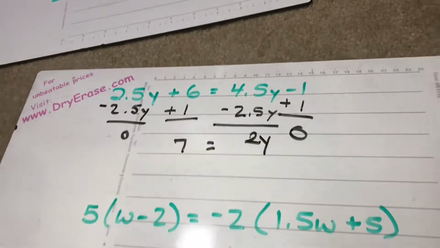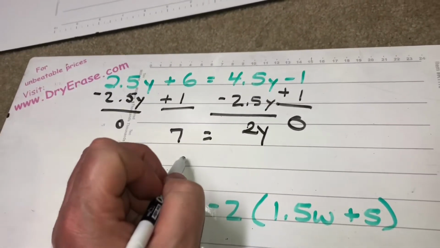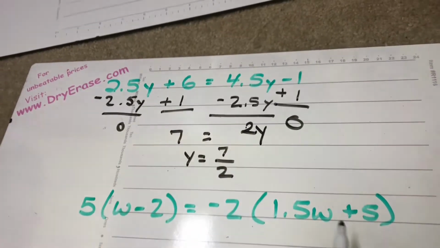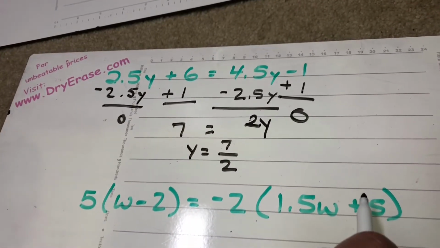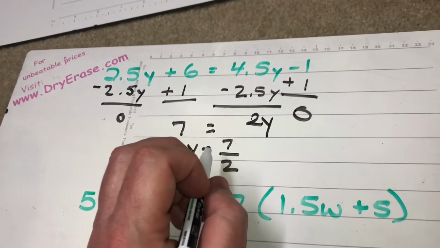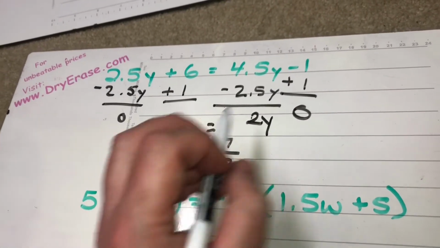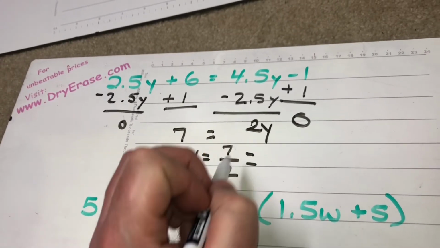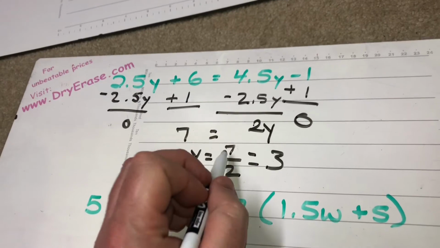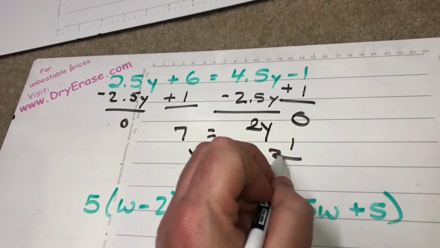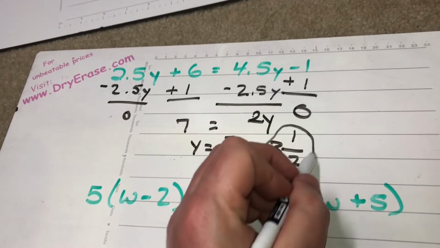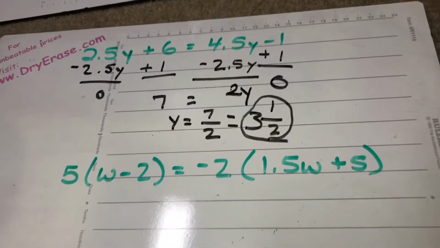That leaves me with 7 equals 2y, which essentially means that y equals 7 divided by 2. I can leave it that way because that is in simplest form. Nothing besides 1 can go into both 7 and 2. But if I want to turn it into a mixed number, 2 can go into 7 3 times, with 1 left over. My denominator is 2, so I get 3 and 1/2, or 3.5.